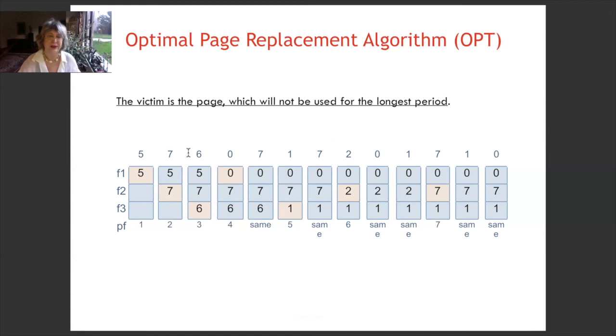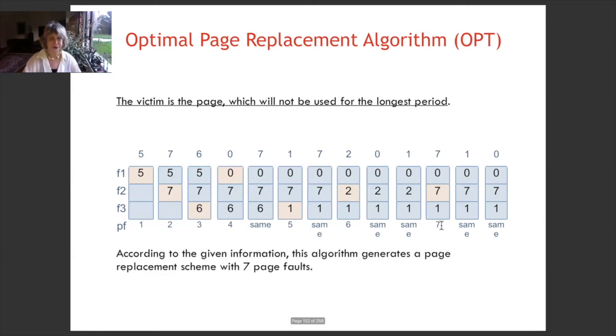And notice that this is the possible lowest number of page faults. Because we are using future knowledge, in practice this is not possible, but we are using this knowledge in order to find out in the best case what would be the number of page faults with this number of frames. According to the given information, this algorithm generates a page replacement scheme with 7 page faults.